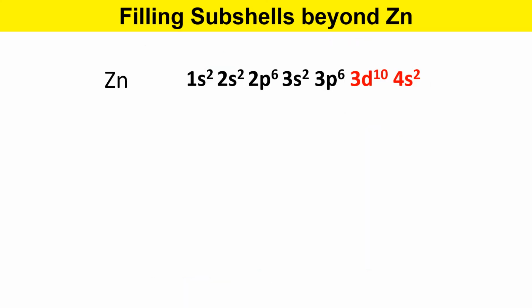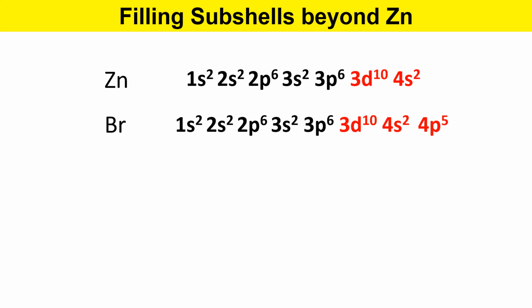What happens when we fill the 3d subshell? So for example, zinc has a full 3d subshell. If we have a look at an element further along period 4, for example bromine, you will see that we then start to fill the 4p subshell, and bromine would have 5 electrons in the 4p subshell.